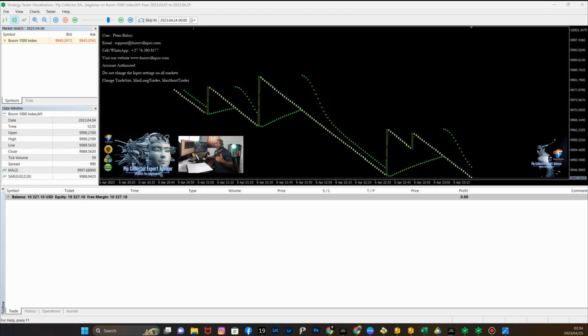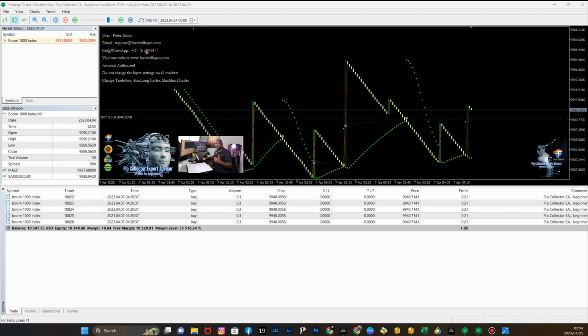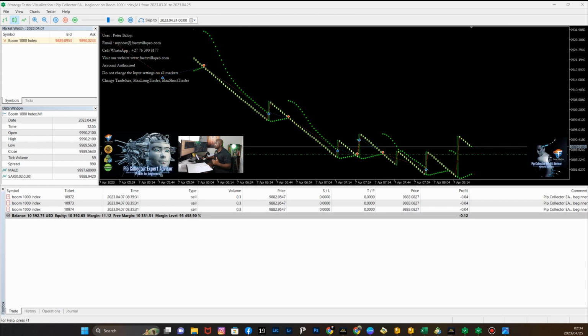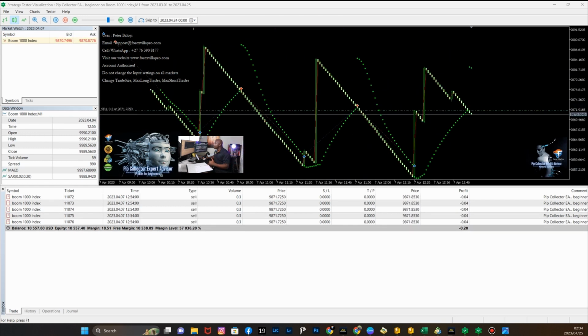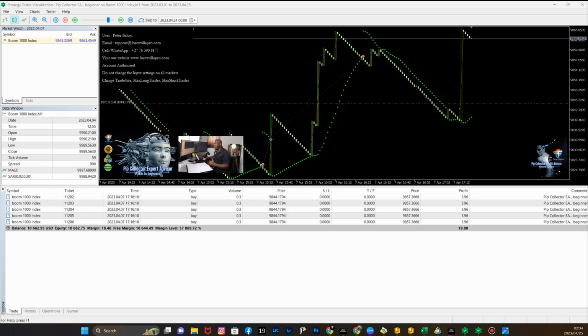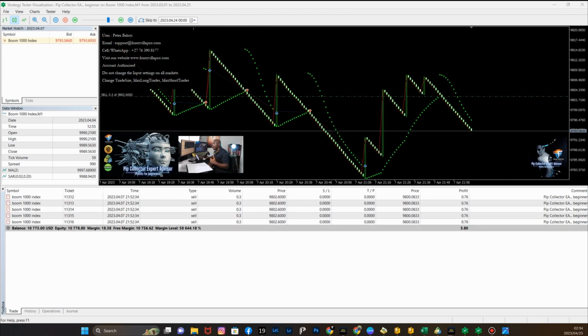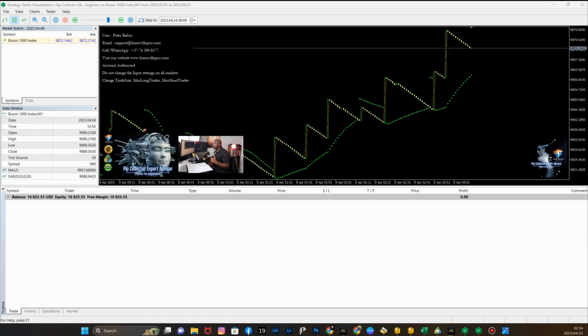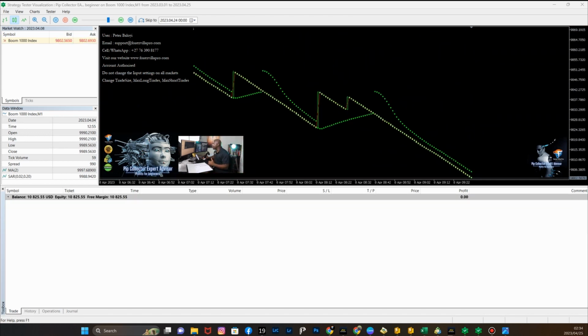Don't hesitate to get a VPS if it's possible. If you can afford a VPS, definitely get one. You won't regret it. 10.4 already passed the benchmark that was made by Crash 100. We've already passed that benchmark. Now we're heading for 11 point something.